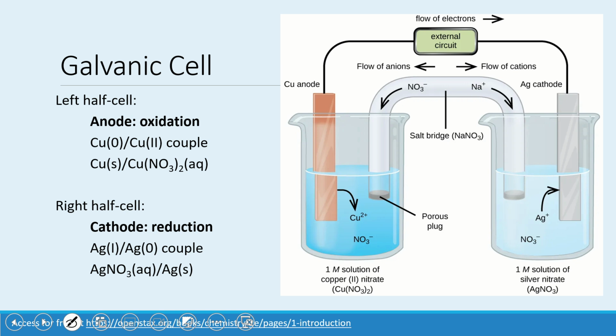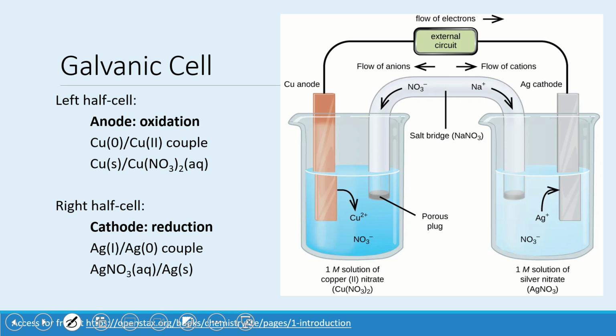Okay, so in this image, the copper plate is our anode, and then the silver plate is the cathode. Okay, and those are going to be separated into two separate beakers. The anode, the copper plate, will be placed in a copper nitrate solution, and then the silver cathode plate will be placed in a silver nitrate solution.